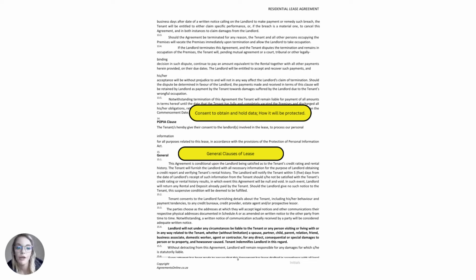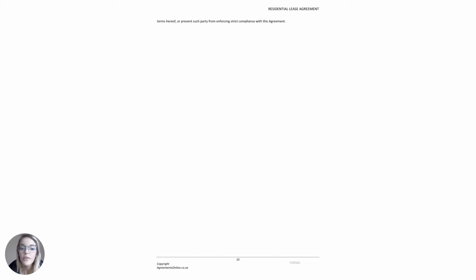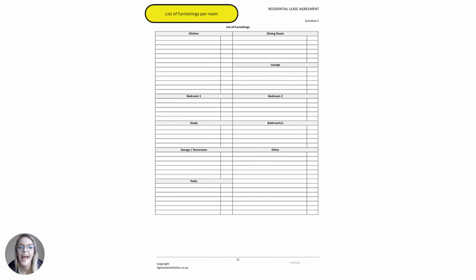The agreement then makes note of the POPI clause, which essentially just gives the landlord consent to obtain the details of the tenant and to process those, and sets out how that information will be used and protected during the frame of the lease. The agreement then further just makes note of some general clauses within this lease agreement, and then also encloses a list of furnishings per room.